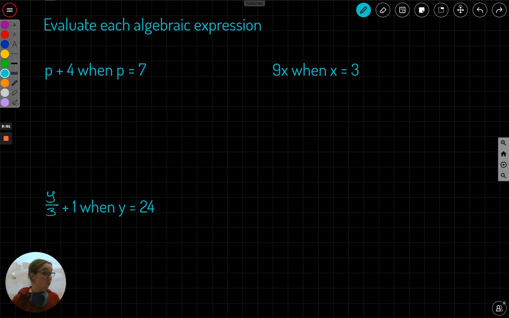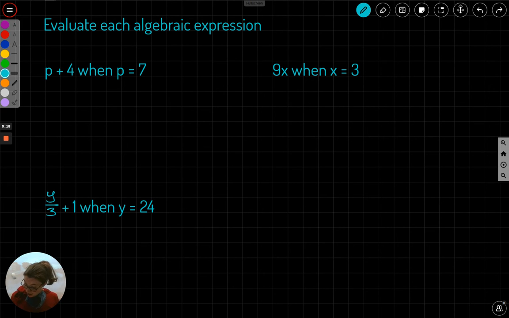This is lesson 2.2, which is called Evaluating Expressions, and this is example 1. We are going to do a little something that I like to call plug and chug or sub and solve. So, what does that mean?